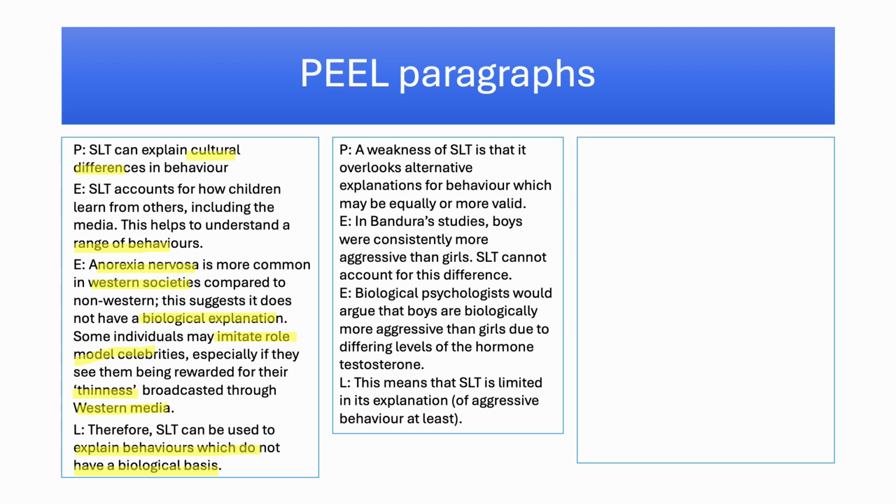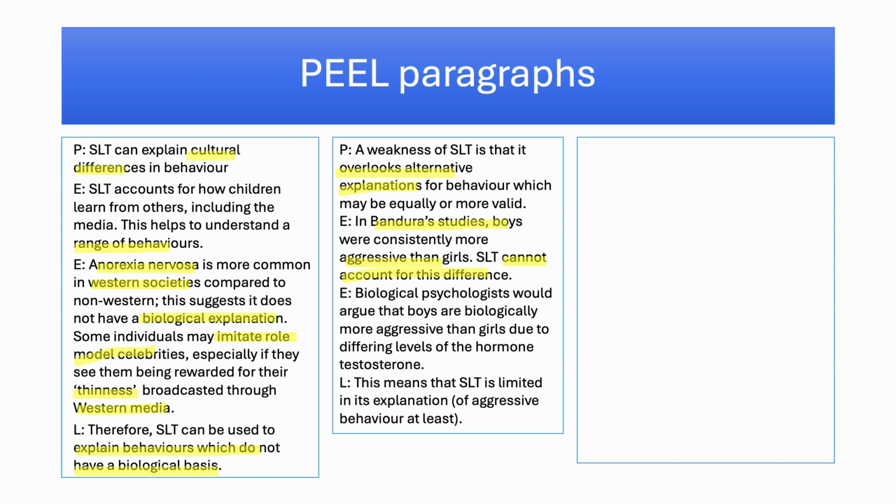However, social learning theory is limited. It overlooks alternative explanations that might be equally or even more valid than social learning theory. So in Bandura's study, boys were consistently more aggressive than girls. I gave you the examples of choosing more aggressive toys like guns and swearing, etc. So social learning theory cannot account for this difference.